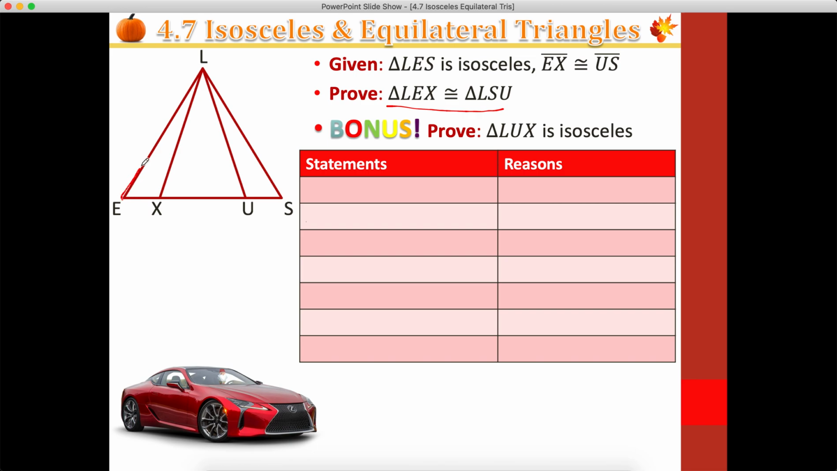But I want to show the triangle LEX. It spells Lexus, by the way, which is that car on the bottom left. I'm not a car person. I had to Google this. There we go. We want to show those 2 red triangles are congruent to each other.